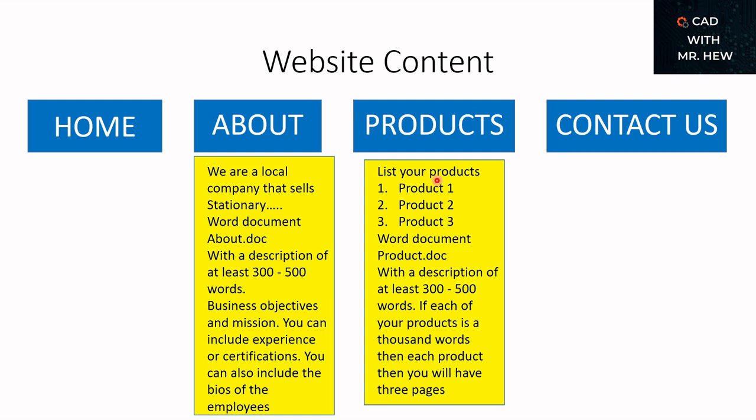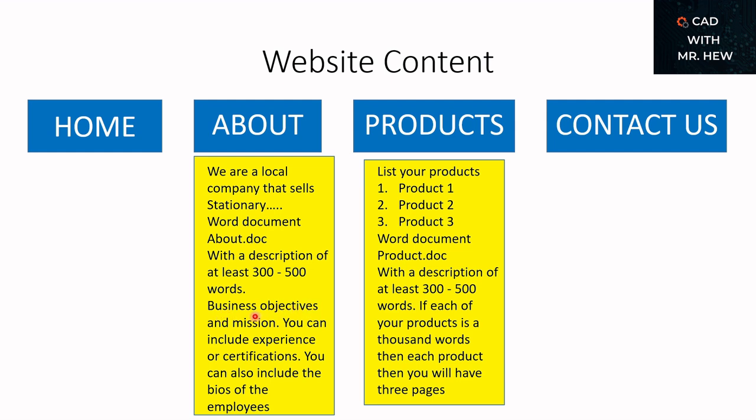The next web page content that we're looking at is the about web page, right? For example, I give an example here. It's a description about the company itself. We have an example here: we are a local company that sells stationery, and it continues, right? So the Word document could be saved as about.doc with a description of about 300 to 500 words.